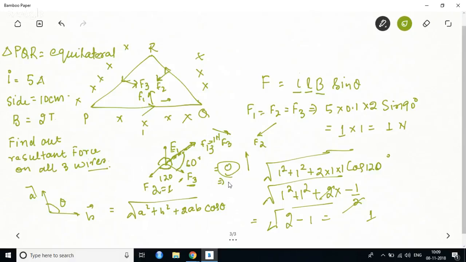How many of you got 0? Should I explain once again? If anyone wants me to explain it once again, you can let me know, because after you find out the magnitude, it all becomes vector. Should I explain it once again?